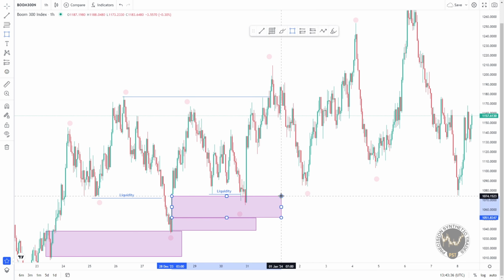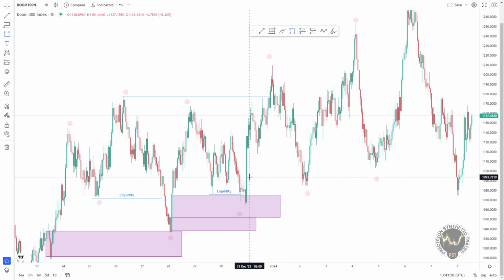So we broke this high. So this becomes our new low. What did we create? We created an order block. We created liquidity.